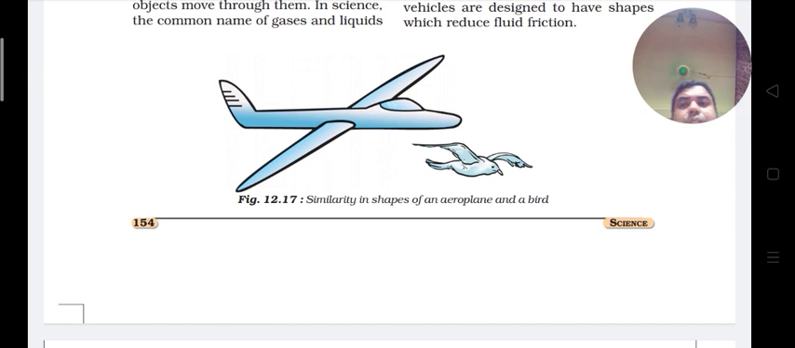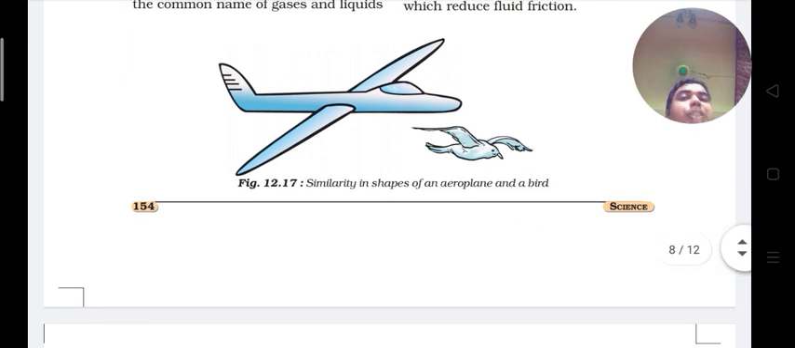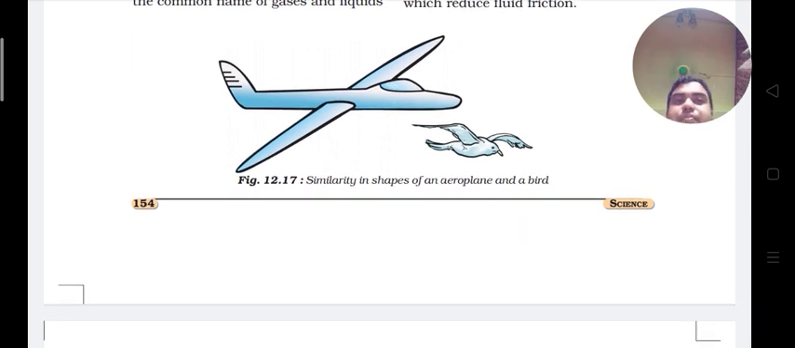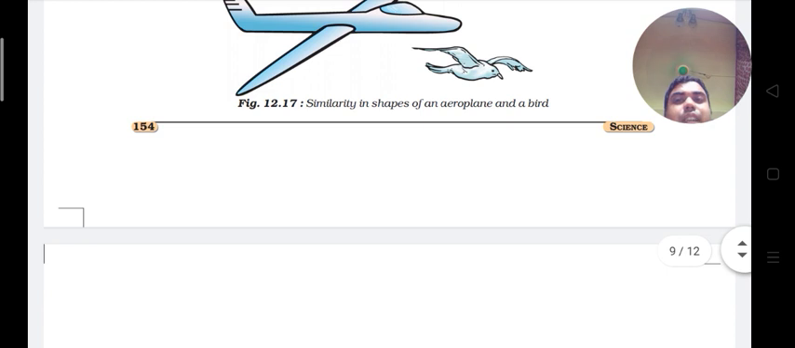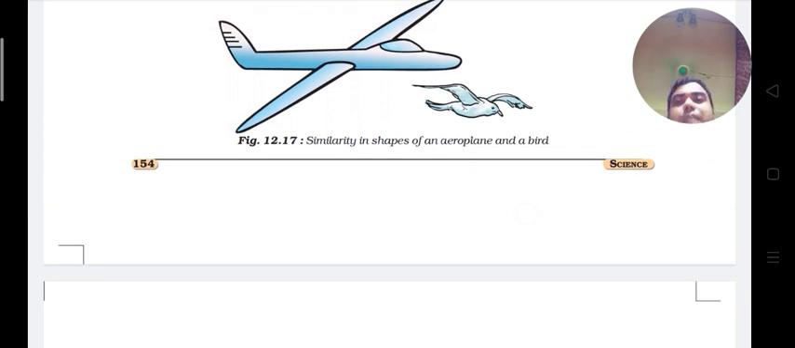Hence, first point, the higher the speed of an object moving through a fluid, the greater will be the frictional force acting on it. Second point, objects having a streamlined shape face much less friction. You can see here the shape of the birds and the shape of the plane. Objects having a streamlined shape face much less frictional force or drag when moving through a fluid than objects which do not have a streamlined shape.